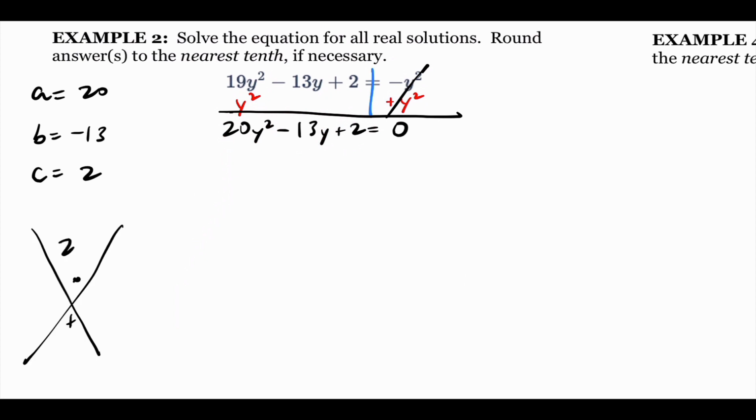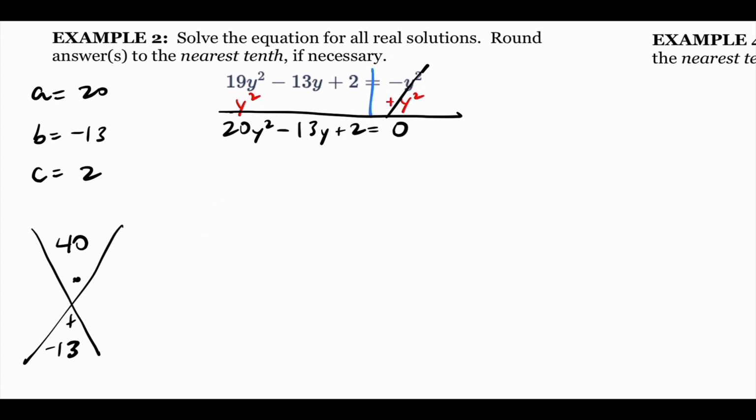So I need two numbers that multiply to be 40 and add up to be negative 13. And I believe there are such numbers, right? Let's see. 40: 20 times 2, 40 times 1, 10 times 4, 8 and 5. Is there anything else? I think that's it.